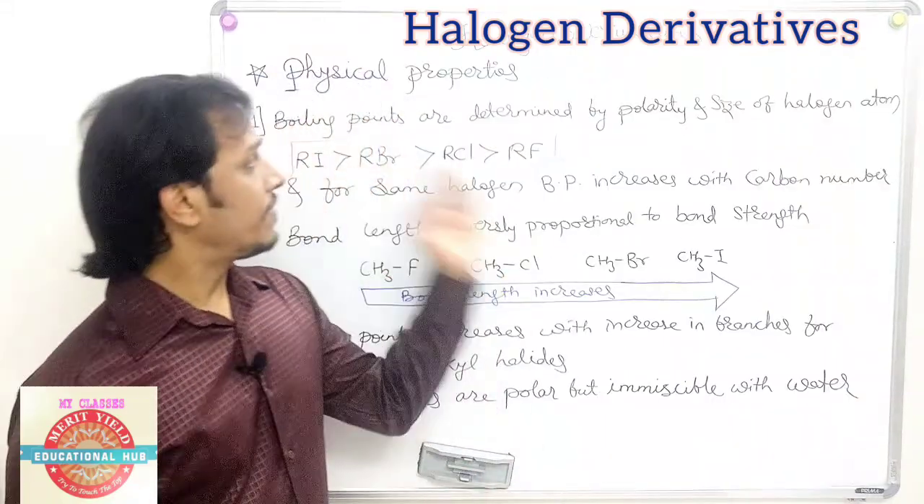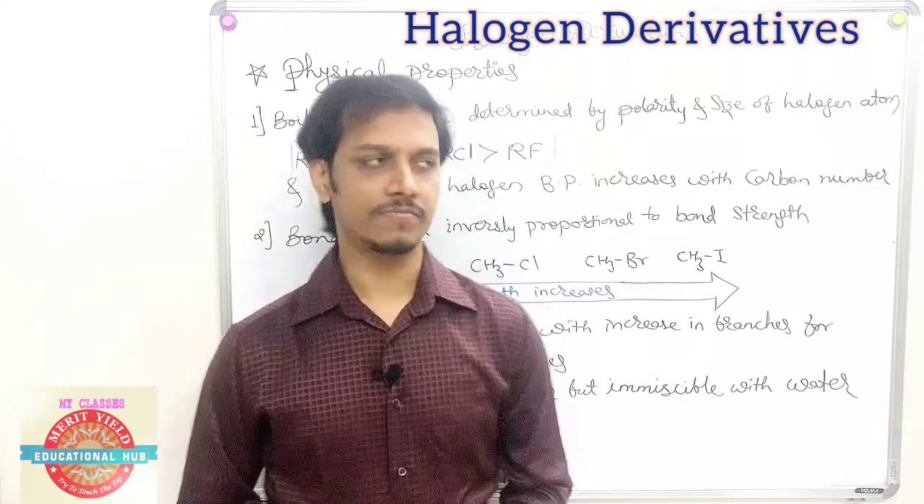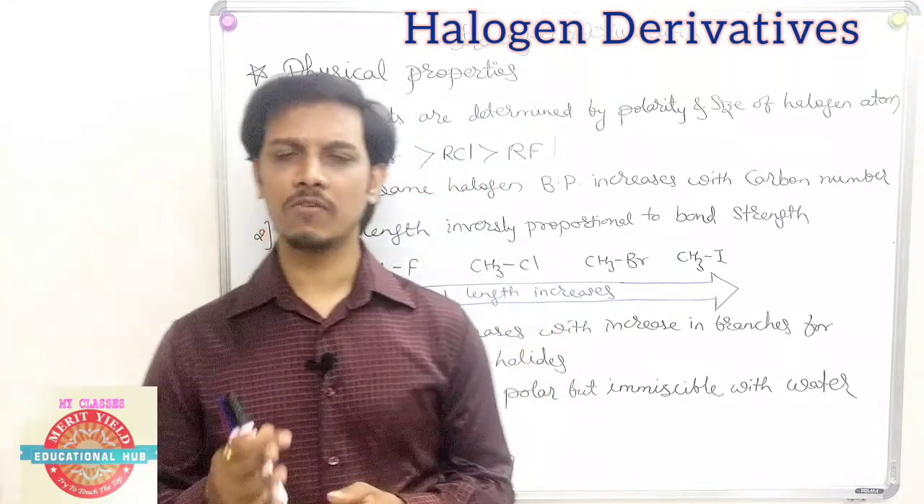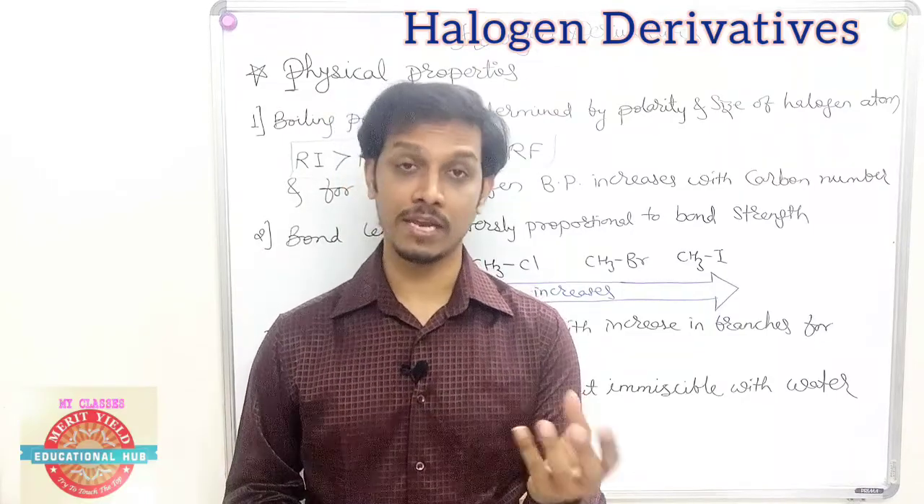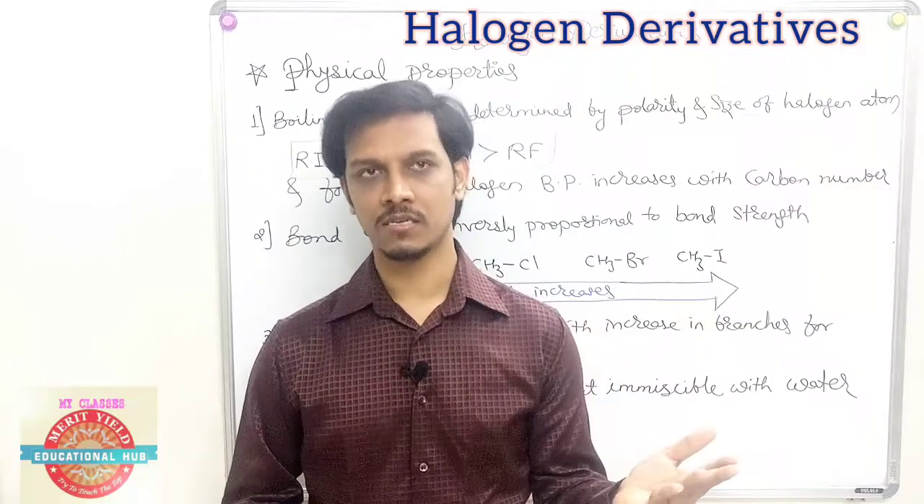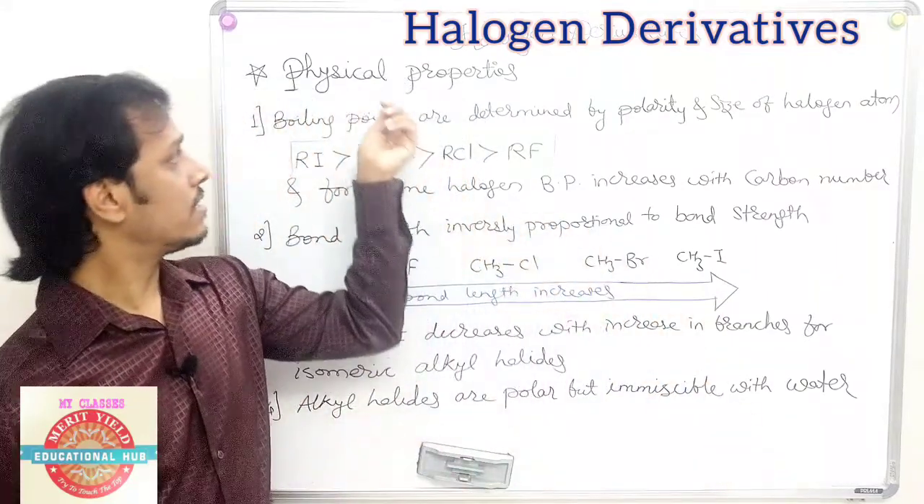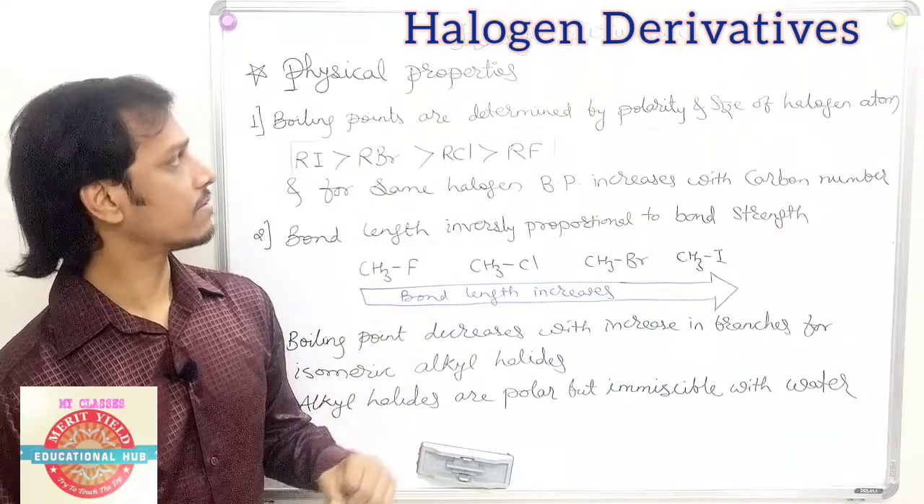Now, physical properties of halogen derivatives, specifically alkyl halides. So what is the meaning of physical properties? How they behave physically without any chemical changes, just physical, like temperature changes, environmental changes. So how exactly they behave, that is physical properties.